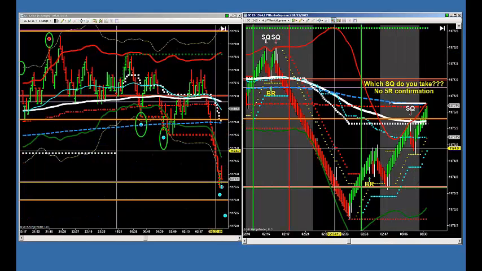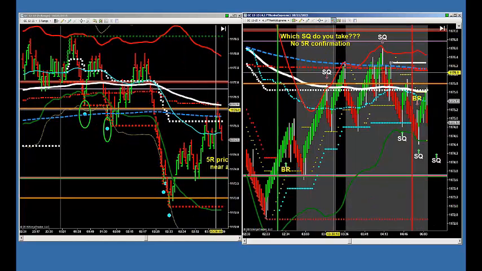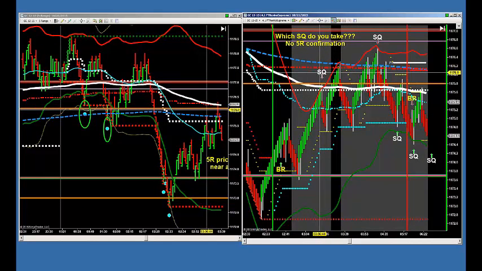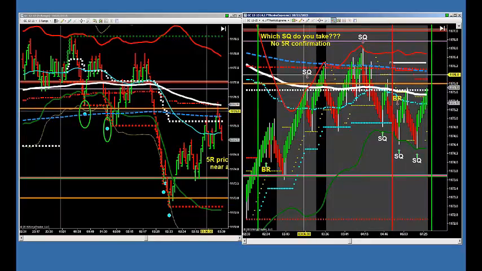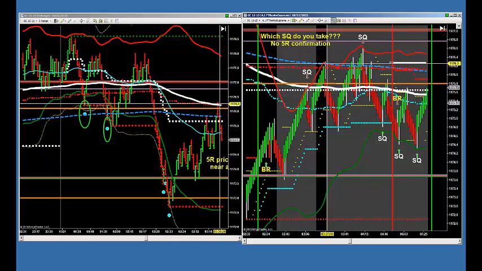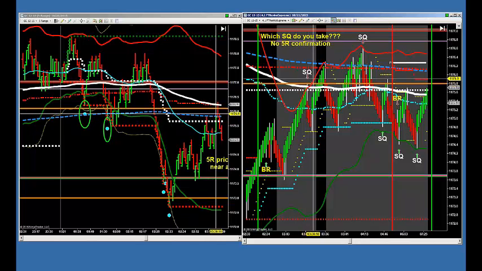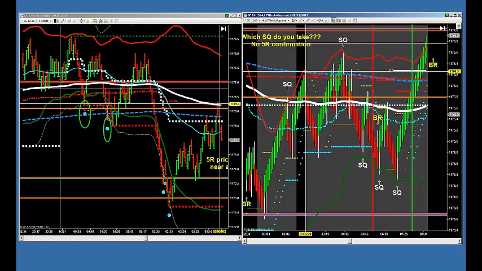I'm going to ask a question. Which SQ do you take? Now, if we look at the first one, well, not too much going on. We're at the 600. But look at what's going on in this chart. We've got a magnet above price. We've got a 200 EMA from the 15 range and the 600. You got to believe the price might get drawn to that. And it sure enough did.